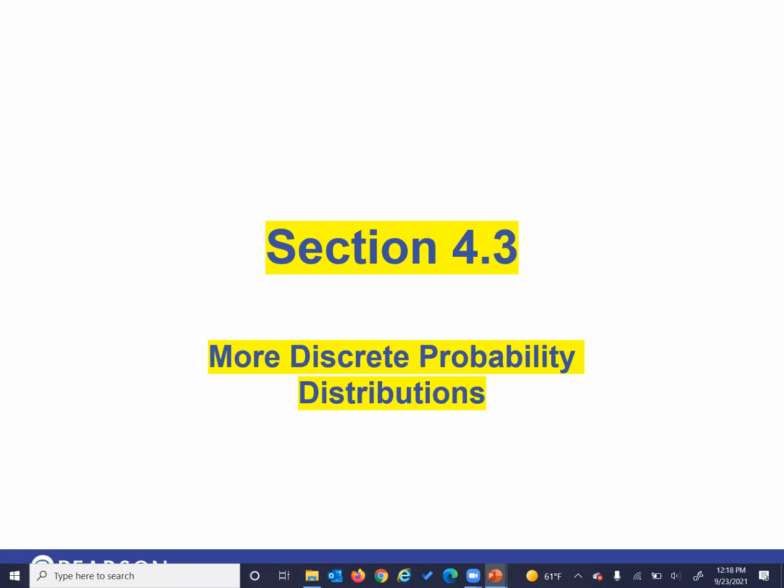So let's talk about discrete. Discrete means you can only count them one at a time, right? Like the number of students in the class, that would be a discrete variable. There's only one, there's only two, there's only three.